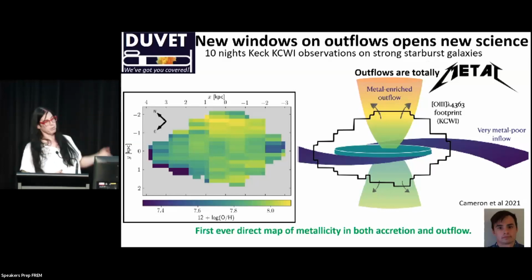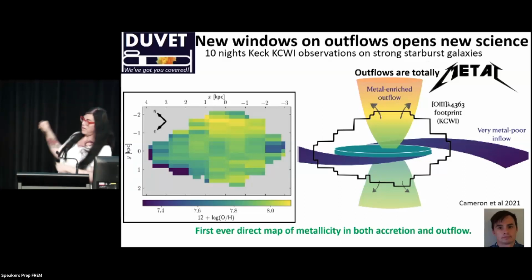And this is an example of working with Alex Cameron, who wasn't even a Duvet member. We looked into the data cubes, and we realized we're able to measure the metallicity of the outflow. This is quite complicated for technical reasons, but basically you need auroral lines, and Alex found them there. And so this is what you're seeing here on your left.